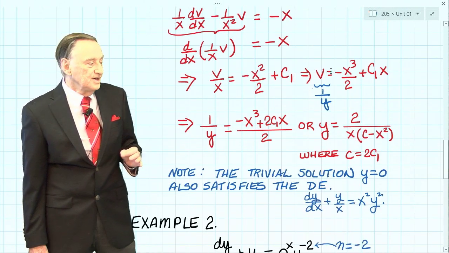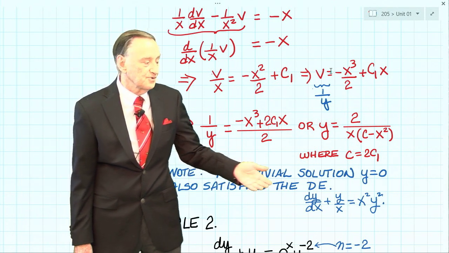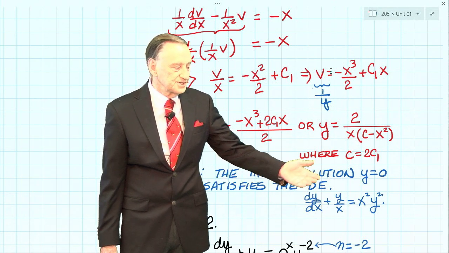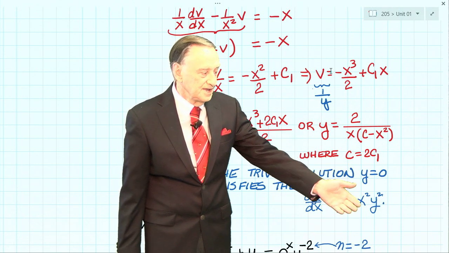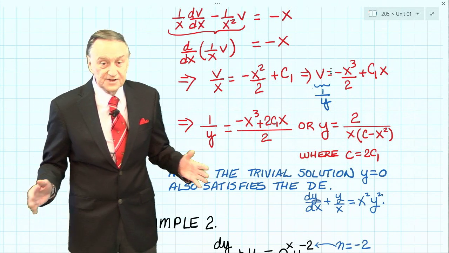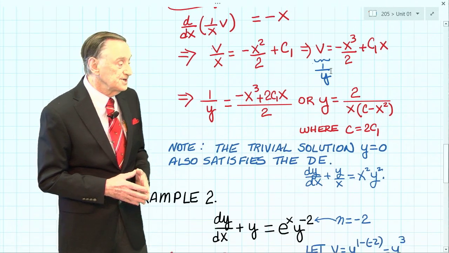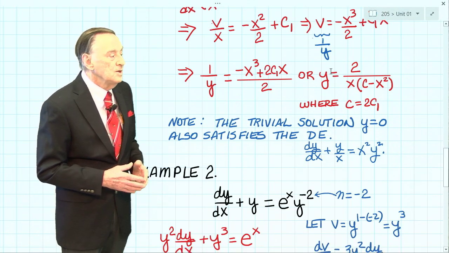Now I should mention there's also the trivial solution on all of these, because if y is 0, you get dy/dx, of course, is 0, y over x is 0, and x squared y squared is equal to 0. So 0 is equal to 0. But that trivial solution is of no use to us in engineering, so we don't generally worry about it.